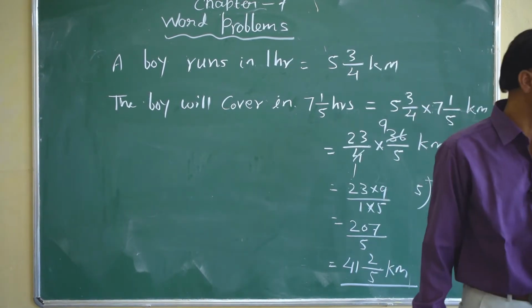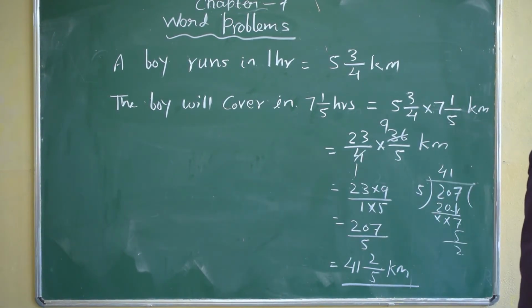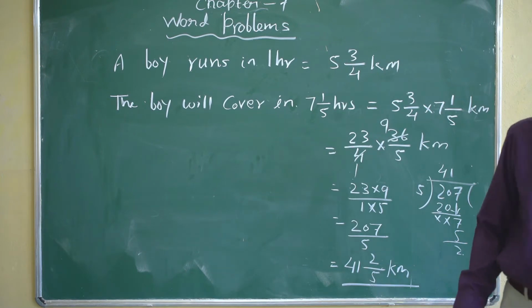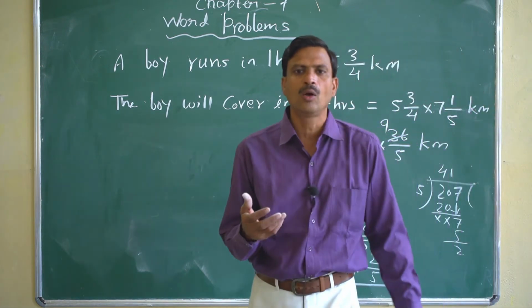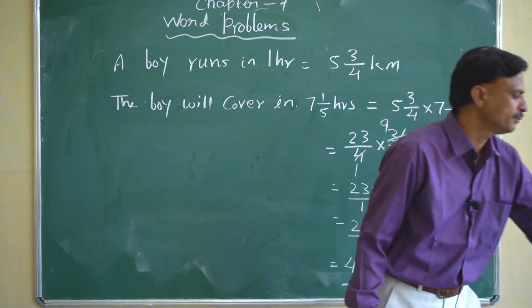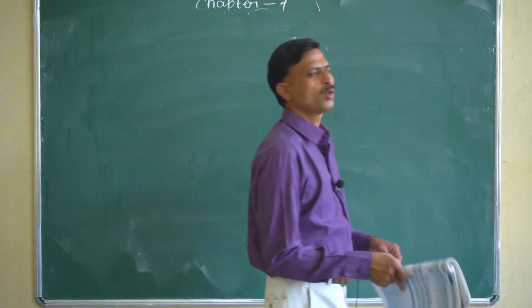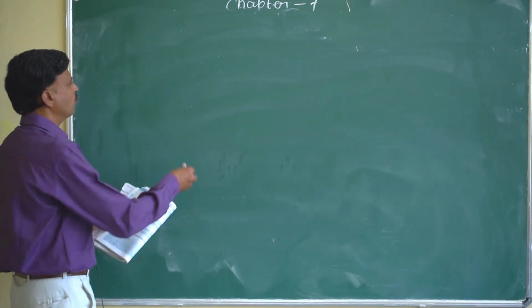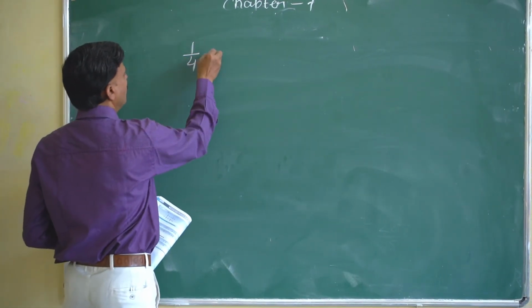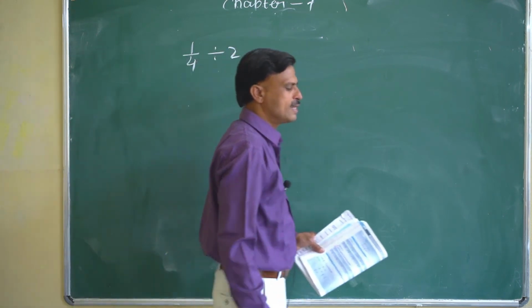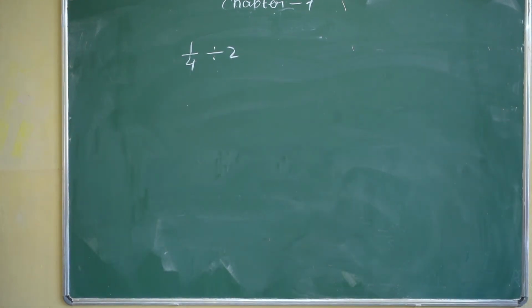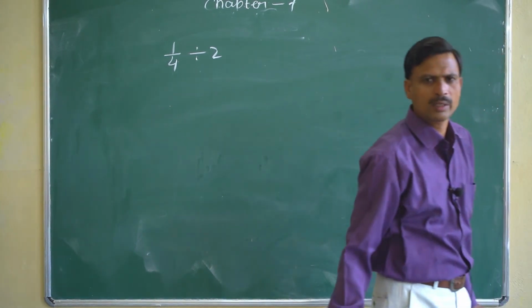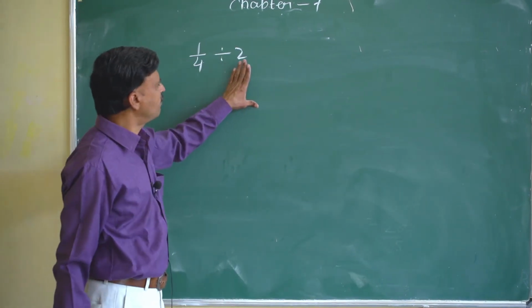So we'll do the next question, which is in the next exercise. A fractional number is divided by a whole number. The fractional number is 1 by 4, and it is divided by 2. So can 1 by 4 be divided by 2? No, right? 1 by 4 you cannot divide by 2.